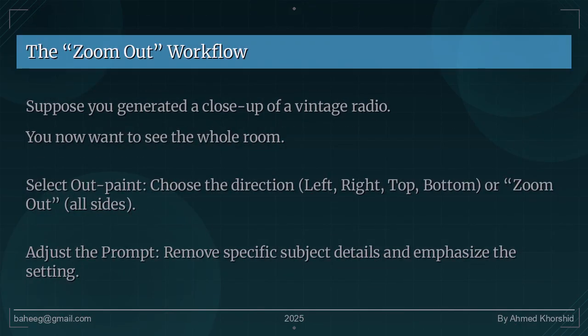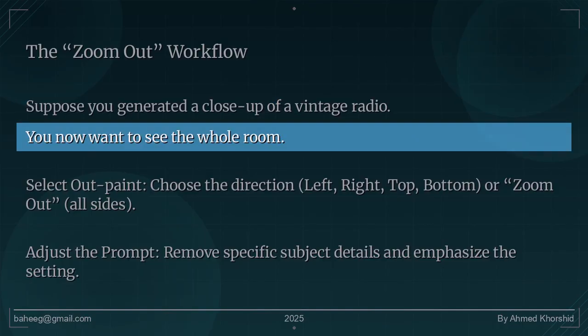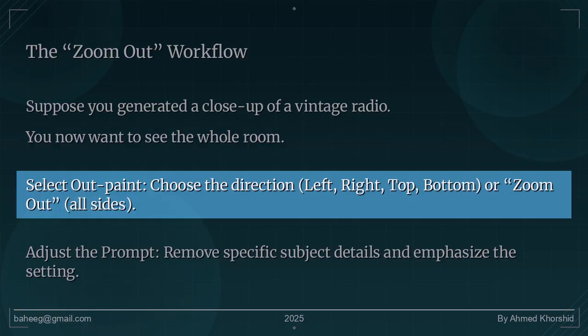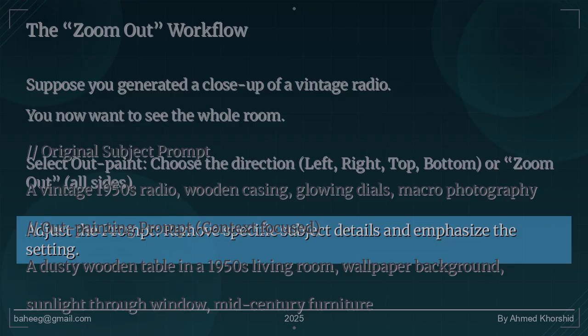The zoom out workflow. Suppose you generated a close-up of a vintage radio. You now want to see the whole room. Select Outpaint, choose the direction, left, right, top, bottom, or zoom out, all sides. Adjust the prompt, remove specific subject details and emphasize the setting.